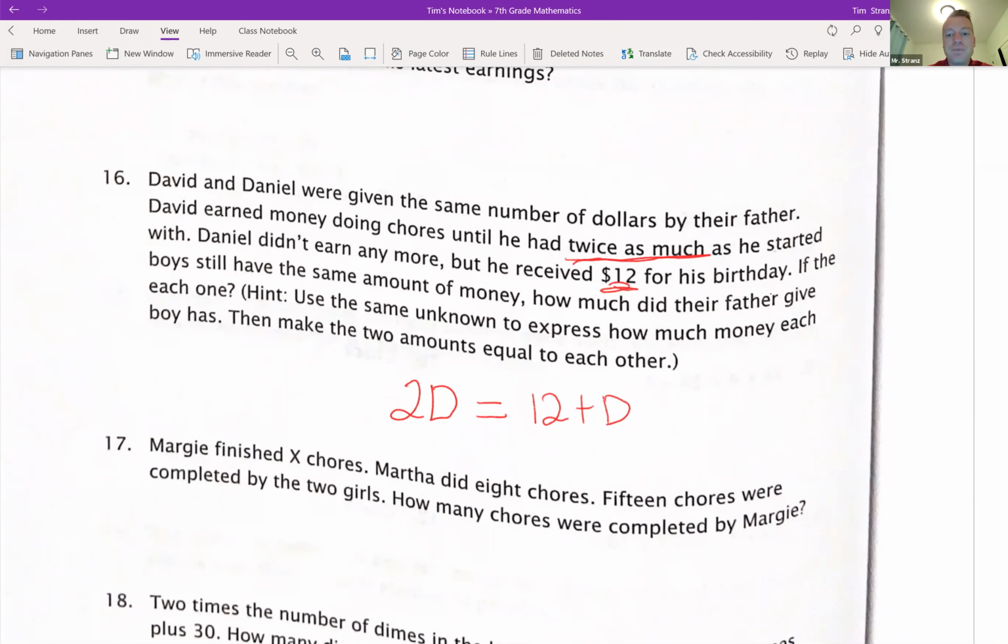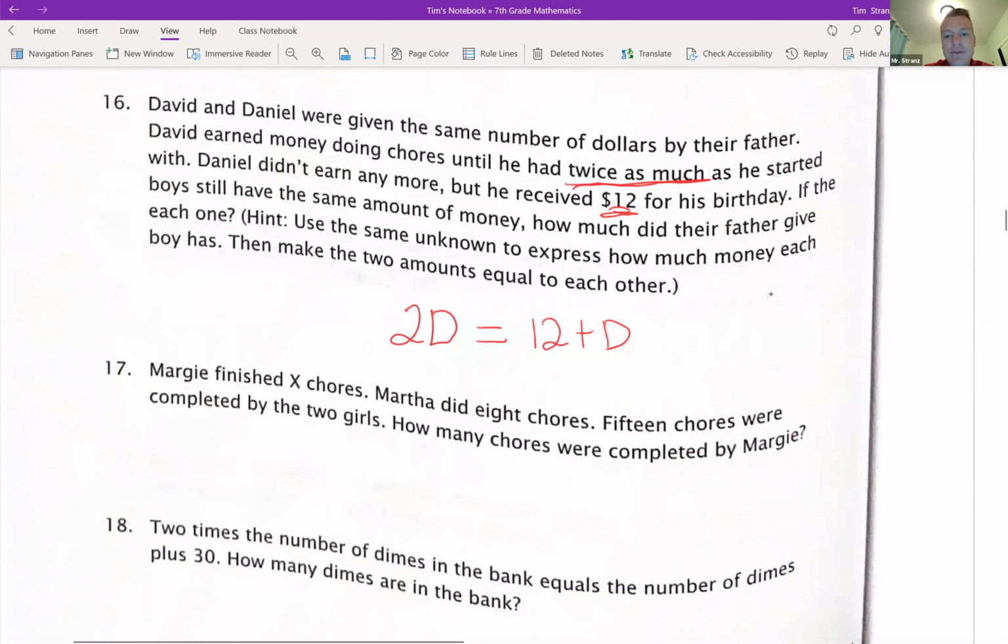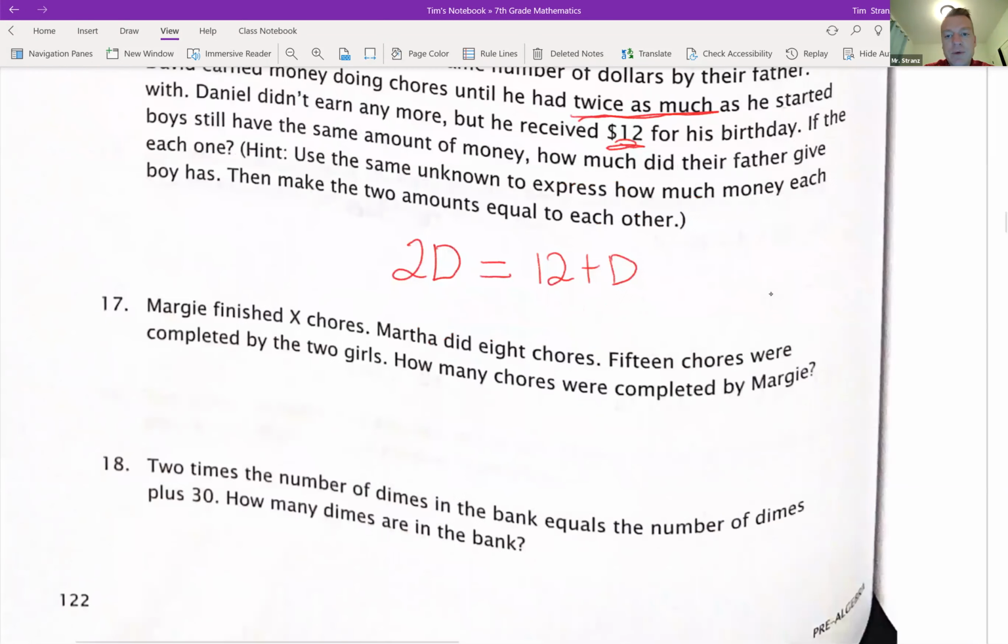Okay, so now we need to solve this. I need to get rid of this D, so I'm going to move it over to this side. In order to do that, I need to subtract D. These cancel out, and I'm left with 1D equals 12. So we know that the original amount that they had was 12.